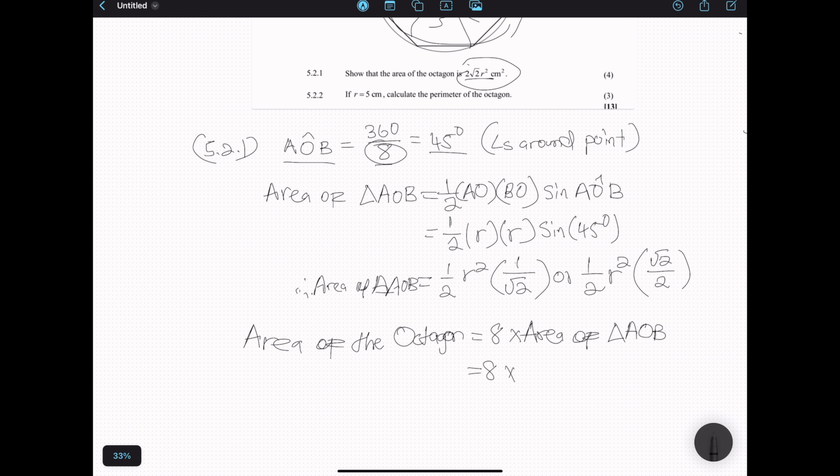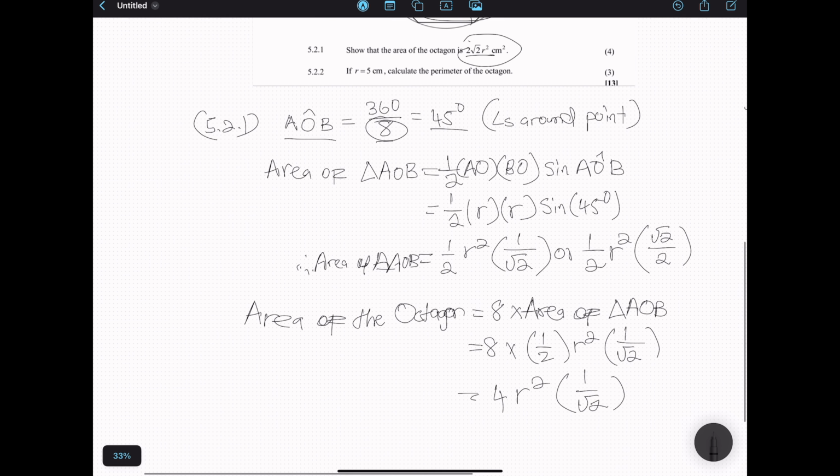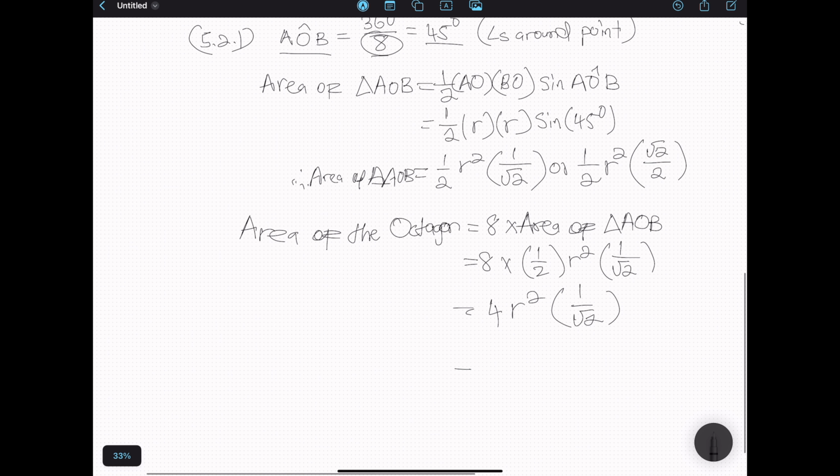You can take any, it's fine. 1 over 2 r squared into 1 over the square root of 2. Then you have to simplify this further. This is going to be 4 r squared into 1 over the square root of 2. Then you can put it like this, say 4 will be 4 square root of 2 r squared.